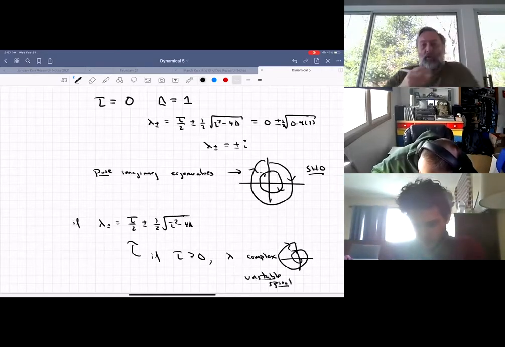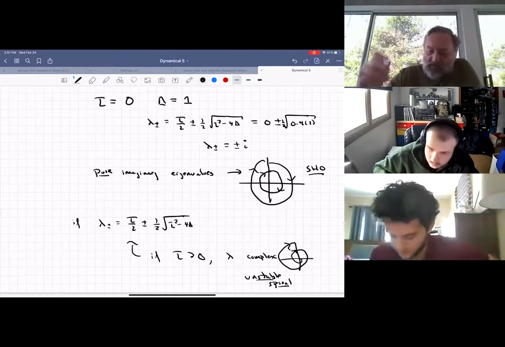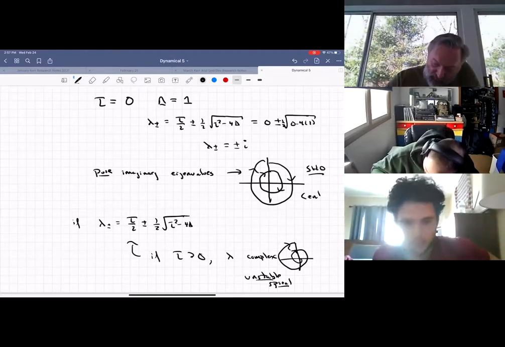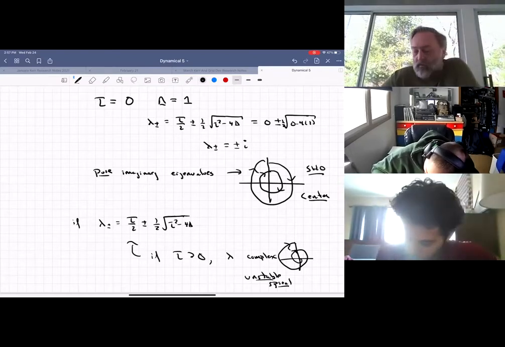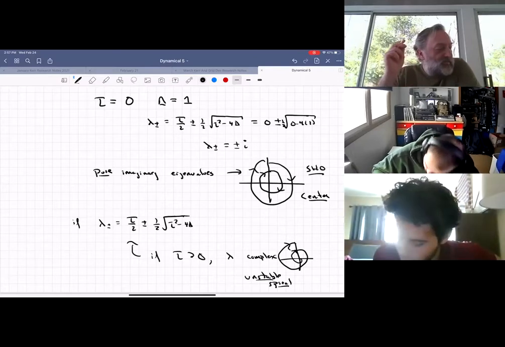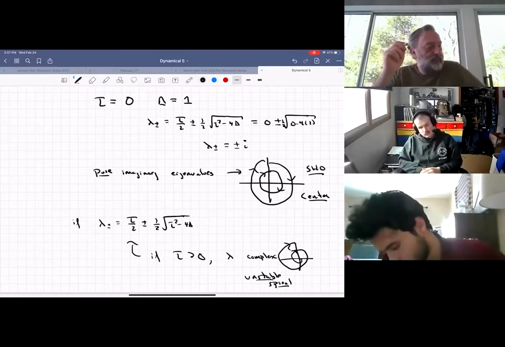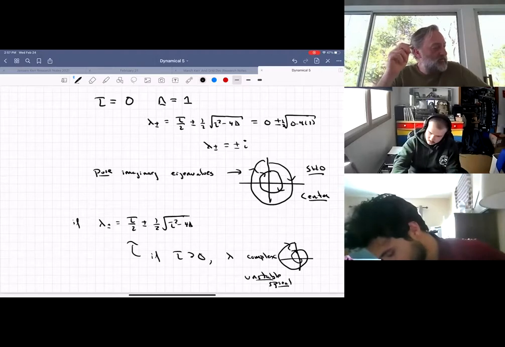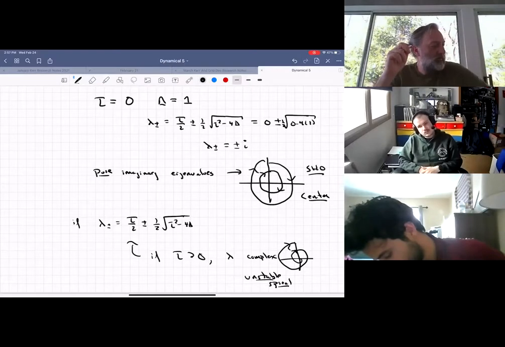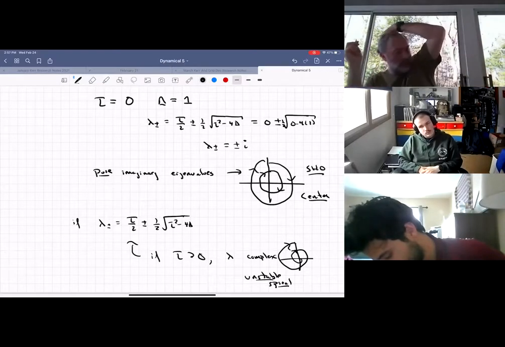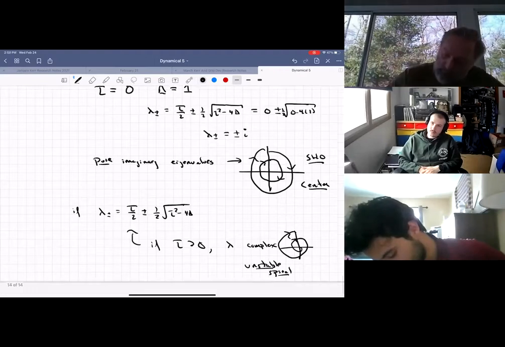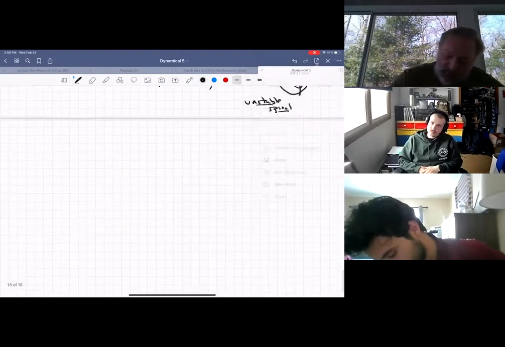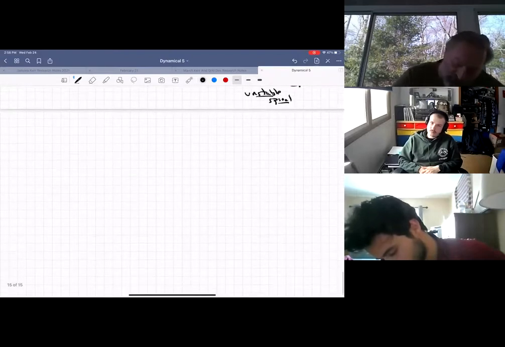If you have pure imaginary eigenvalues, you get what's called a center. This particular phase portrait is called a center. And then you could have stable and unstable spirals. We should do a bunch of examples with these where we solve them. We'll do that next week.